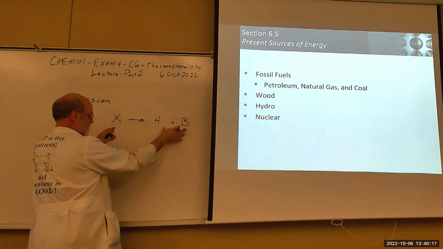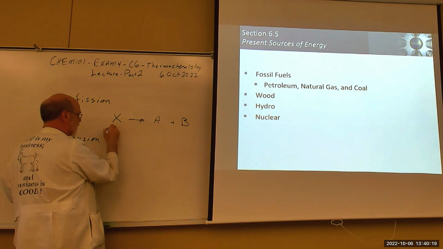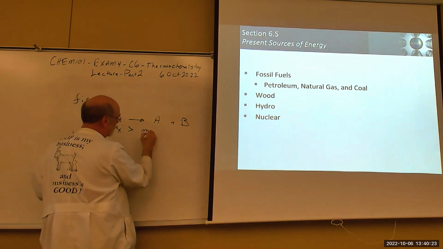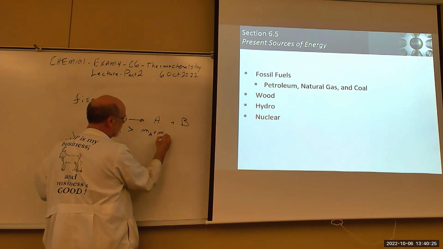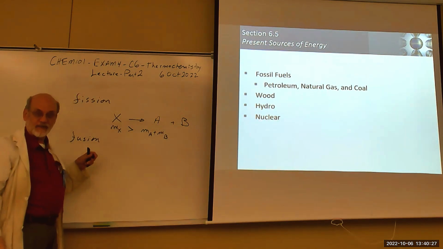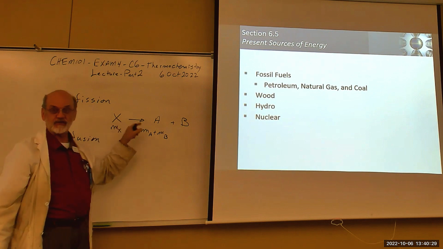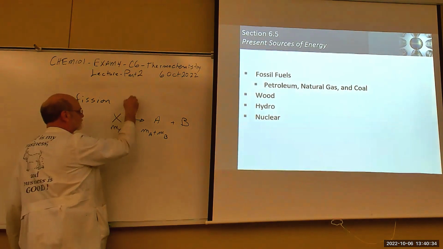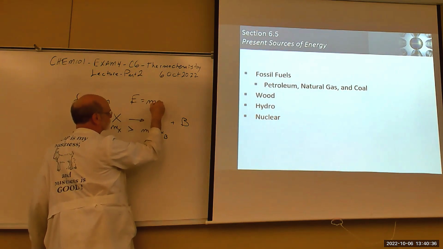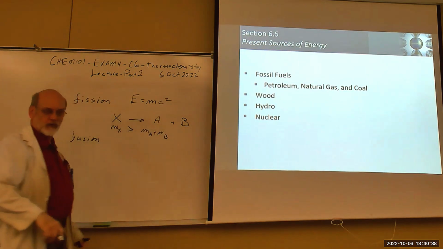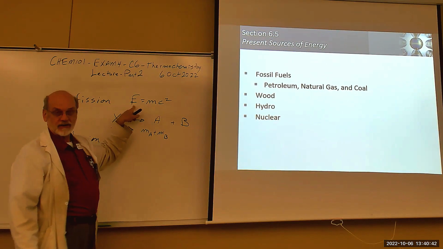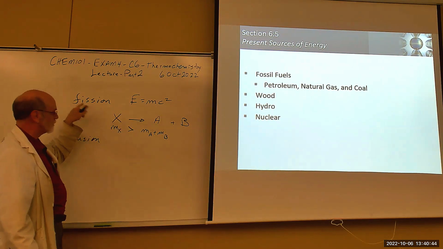They're different elements. The mass of X is greater than the mass of A plus the mass of B. Okay, so you lost mass in this transition. Where did that mass go? It went where Einstein said it would go. Mass is converted into energy. That's nuclear power from fission.